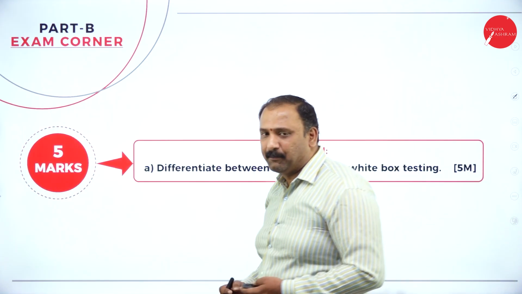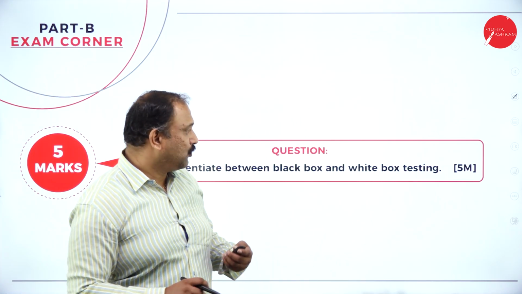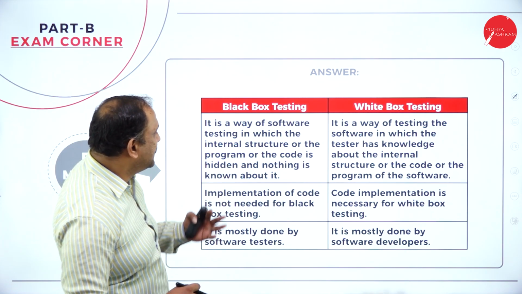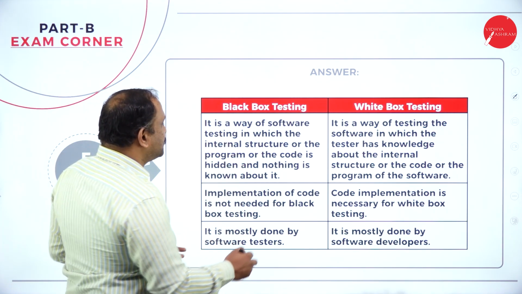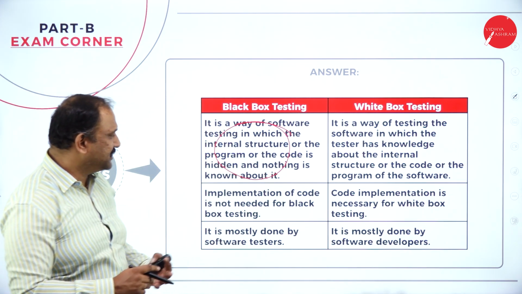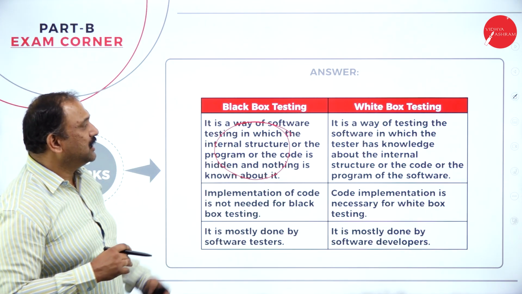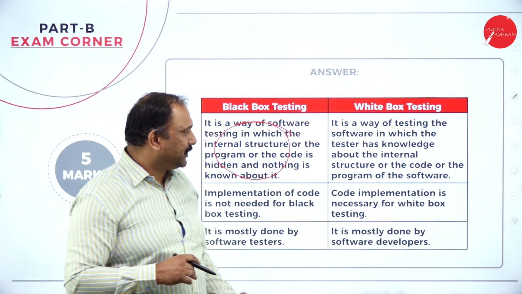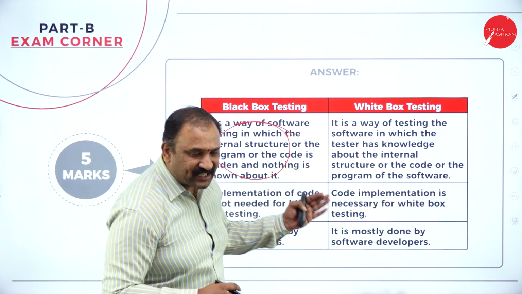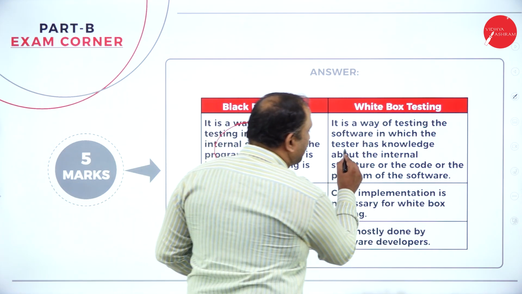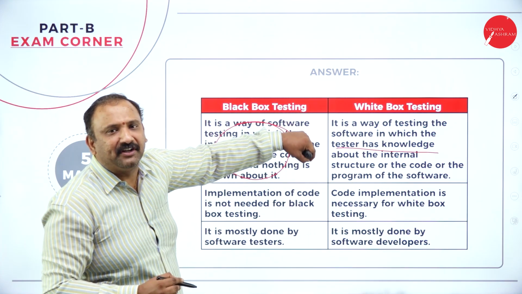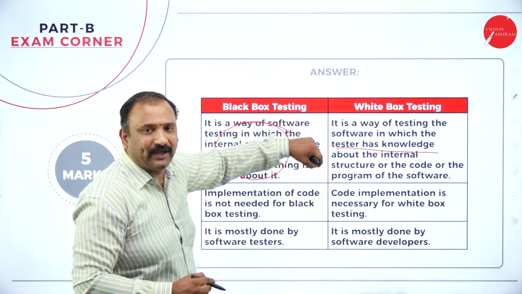Differentiate between black box testing and white box testing. It is very important. Now, what is black box testing? It is a way of software testing in which the internal structure, program, or code is hidden or nothing is known about it. Now, in white box testing, it's the other way around because it's a structural code program that we are going to test, in which the tester has the knowledge. This is very, very important. The tester has sufficient knowledge about the internal structure of the code, and that's white box testing.